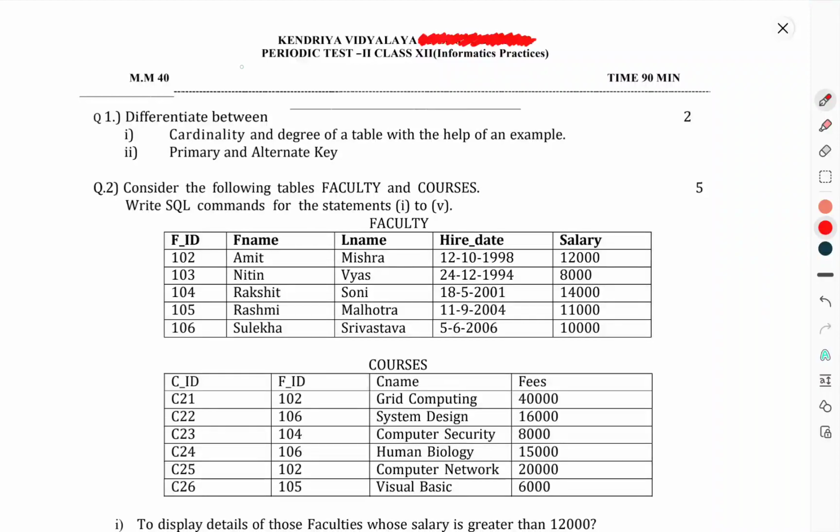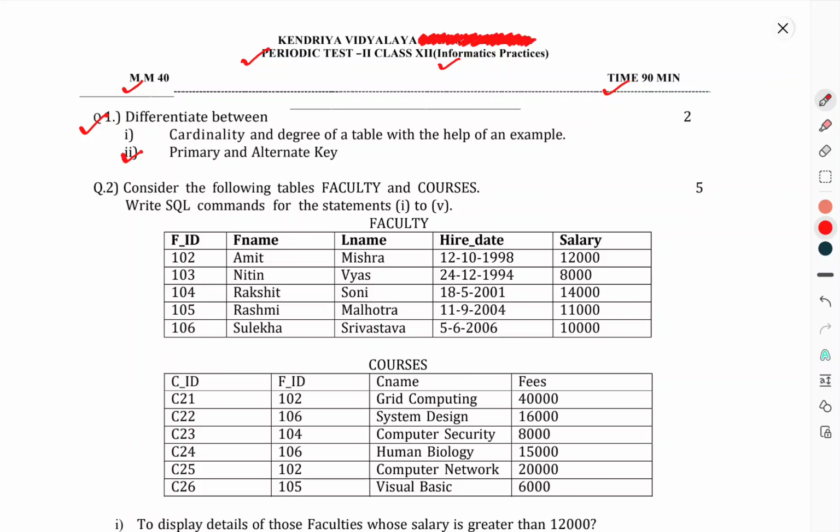Yes, now we have to discuss the periodic test 2, class 12, subject Informatics Practices. Max marks 40, time allotted is 1.5 hours. First of all, first question we have to see. Differentiate between the cardinality and degree of the table with the help of an example.